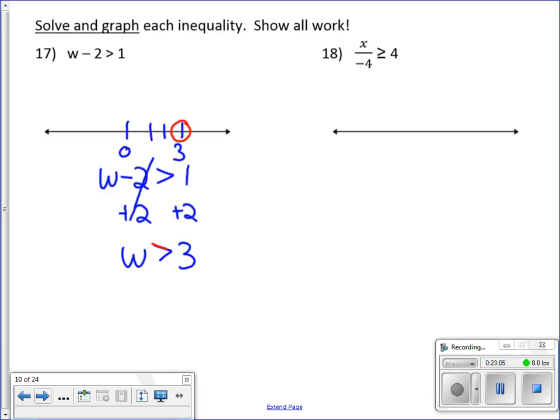And it's going to the right. My arrow here goes to the right, so I'm going to use this arrow to the right. Darken in my arrow and darken everything in between. There we go. So my answer there is w is greater than 3.